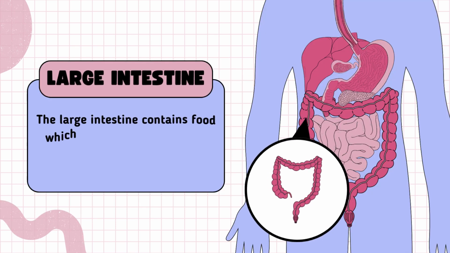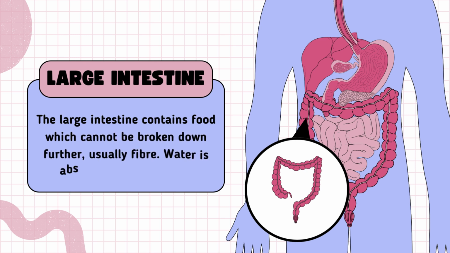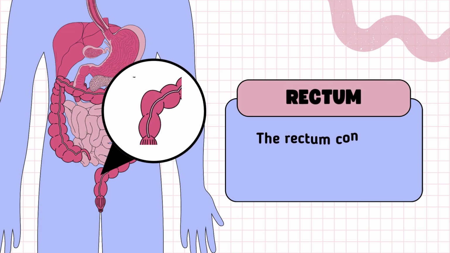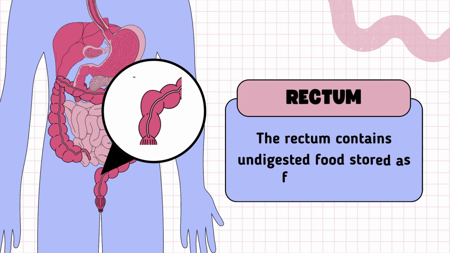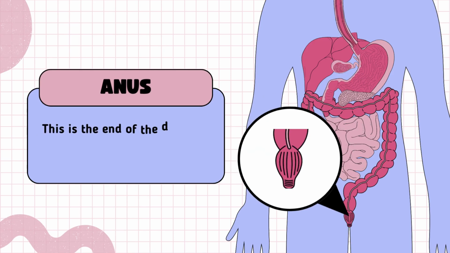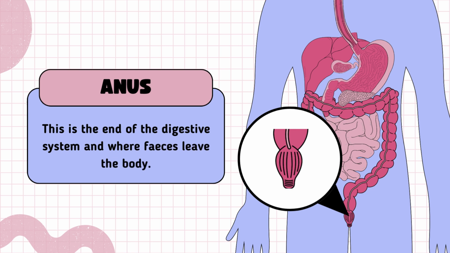Large intestine. The large intestine contains food which cannot be broken down further, usually fiber. Water is absorbed into the blood. Rectum. The rectum contains undigested food stored as feces. And that is the end of the digestive system, where feces leave the body, that is the anus.